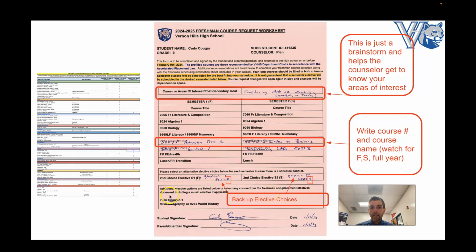You'll see in this scenario, while the student had access to geography and world history or Spanish 1, they elected to go a different route, which is why they put the automotive, business, CAD, and guitar along with graphics as their backup choice. Your student signs it, and then the parent also signs the form, and then you'll submit this.